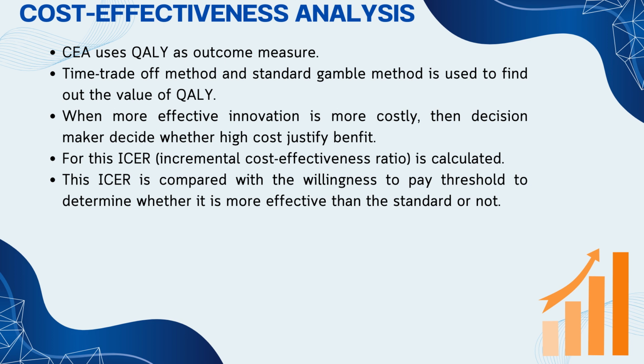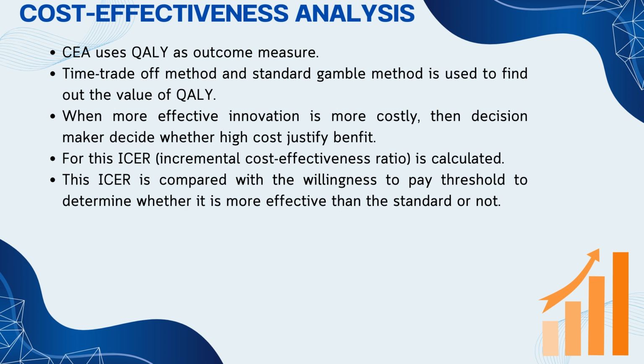Cost effectiveness analysis, or CEA, evaluates both cost and health outcome. A common measure used here is QALY, which is quality adjusted life year. Think of it this way: a year of life in perfect health equals one QALY. If someone lives 1 year with a chronic condition that reduces their quality of life by half, that year counts as 0.5 QALY.